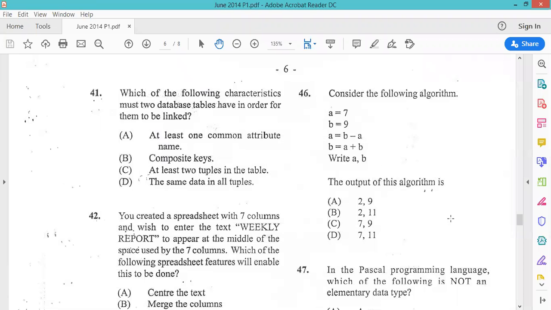46. Consider the following algorithm. So everybody can see it, right? Okay, give them some time to look at it. Trevoni, only read the question that follows. The output of this algorithm is... I think this exact question was on the last paper, you know?